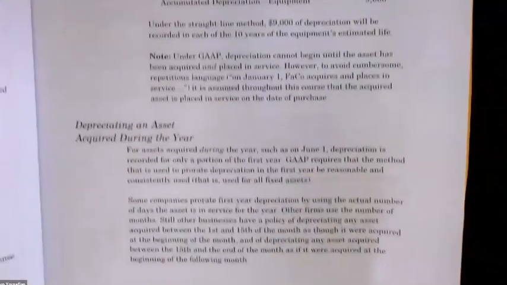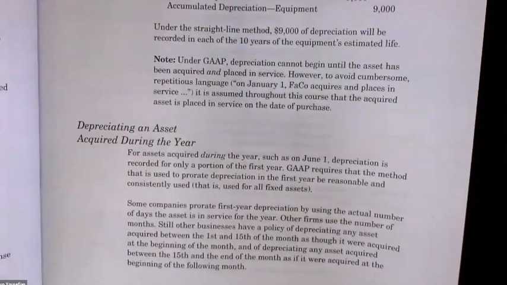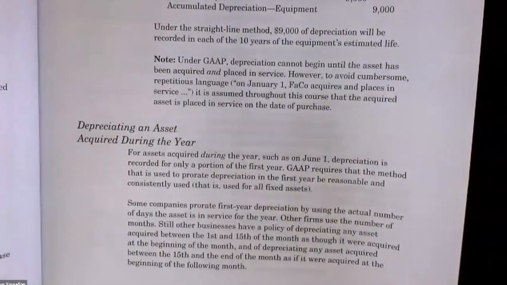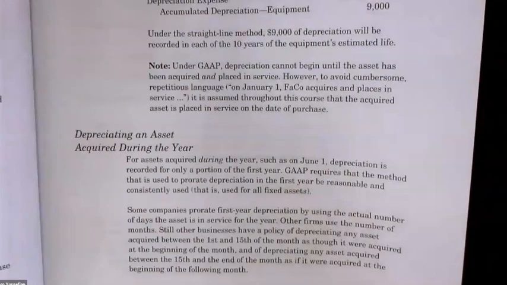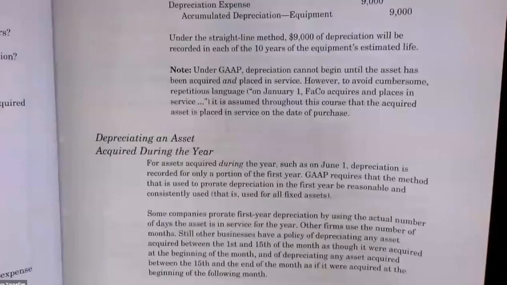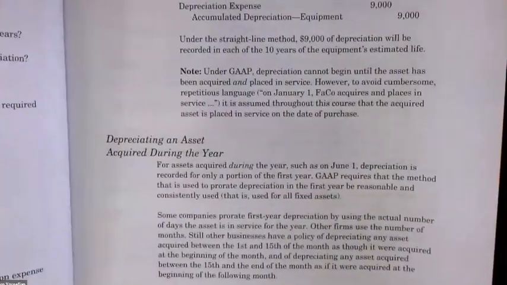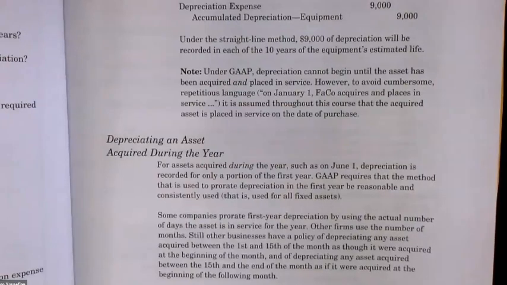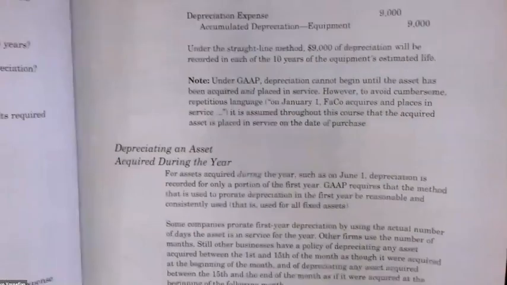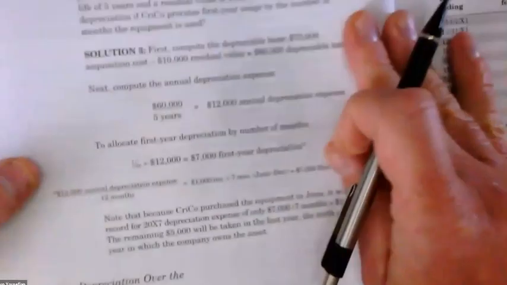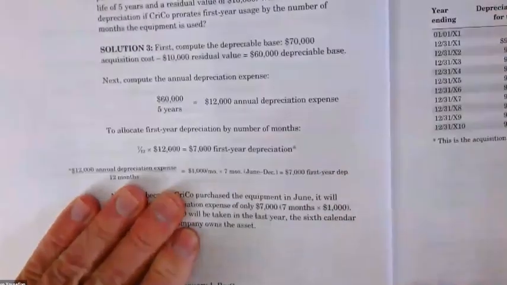The next paragraph is talking about if you purchased an asset sometime in the middle of the year. Then you have to do a little bit more calculation in year one, because you didn't purchase it right at the beginning of January. So here I might have an example.